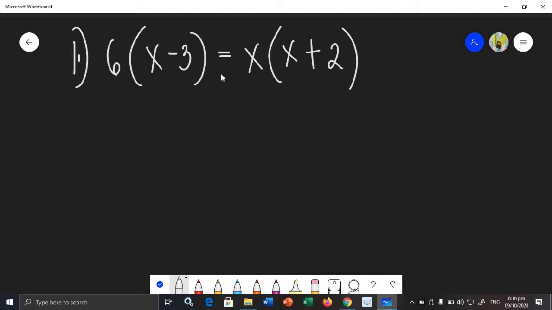How po, ma? So, by actually distributing these terms to their corresponding binomials. So let's try to distribute them and let's see if we can actually transform this equation into quadratic equation. So we will transform first on the left side of the equation. We will distribute 6 to each term in the binomial.